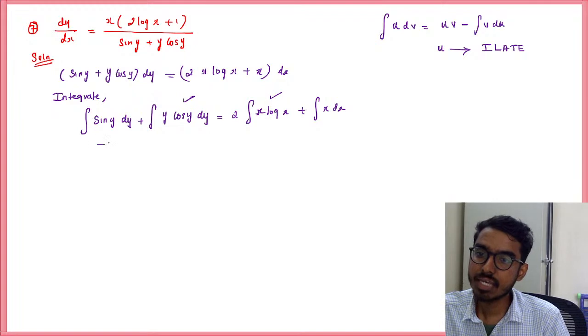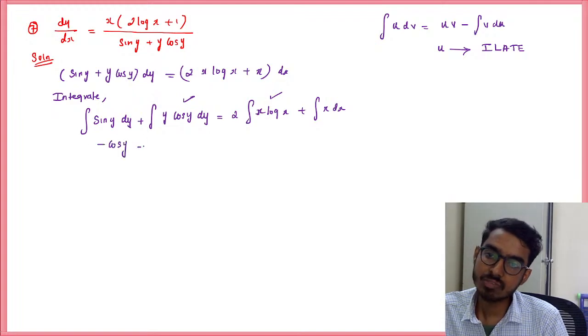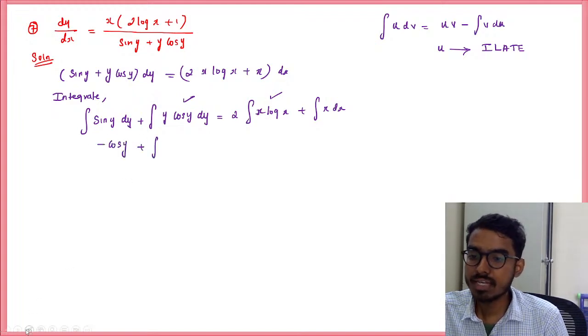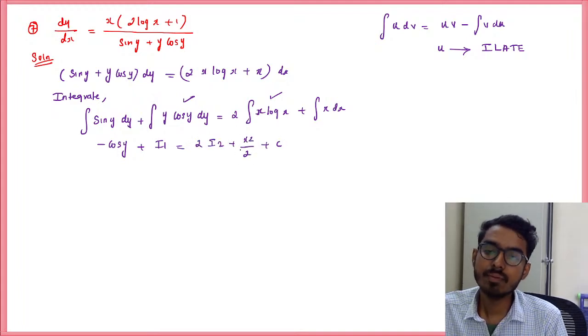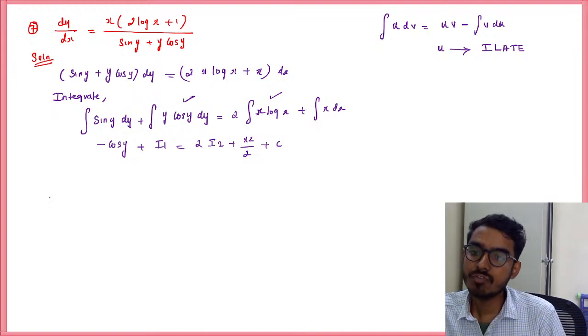So integration of sin y is minus cos y. Let us call this I1. Call this I2. And integration of x dx is x squared by 2 plus some constant. Now you will find I1 and I2.